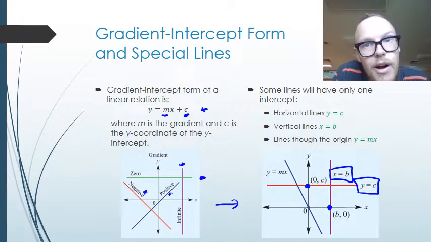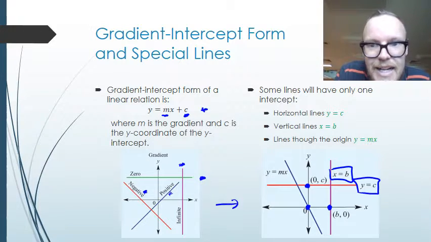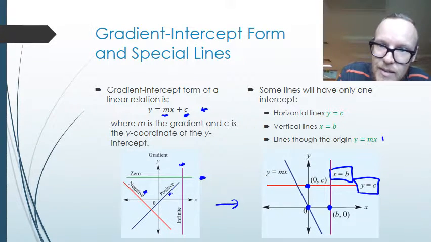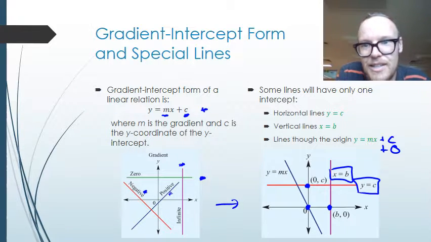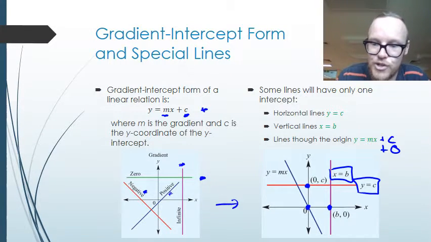Another line that will only have one intercept is lines that go through the origin. That means that their y-intercept is 0. Okay, so their y-intercept here is 0. That means their c value will be 0. And so if we've got our y equals mx plus c, because that's 0, we're just adding 0. That's why we're left with y equals mx. So that will only have one intercept as well, going straight through the origin.